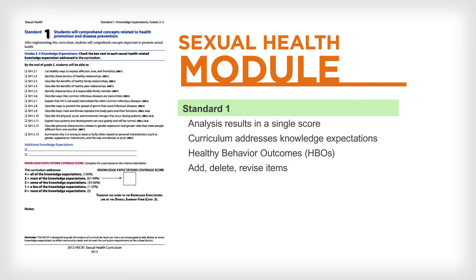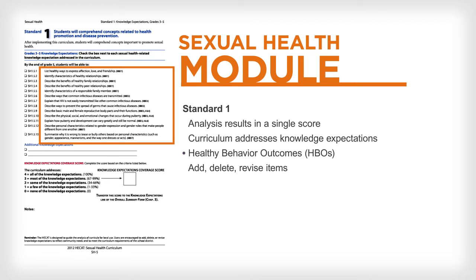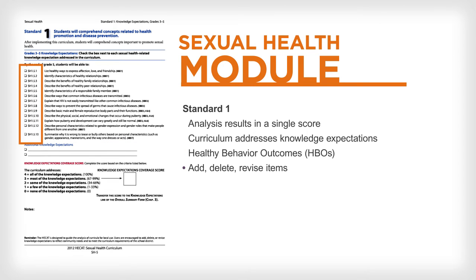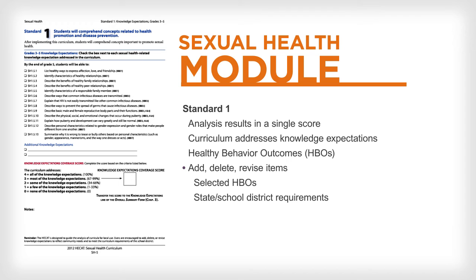Standard 1. The Standard 1 curriculum analysis will result in a single score that reflects the extent to which the curriculum addresses the knowledge expectations related to sexual health. Each expectation corresponds with one or more healthy behavior outcome listed on the first page of that module. This allows your review team to add, delete, or revise items to meet your selected behavior outcomes, the curriculum requirements of your state or school district, and community needs.